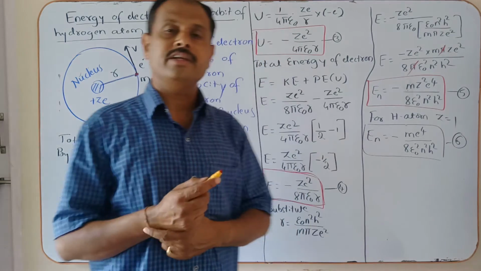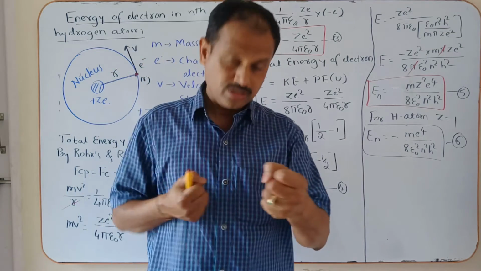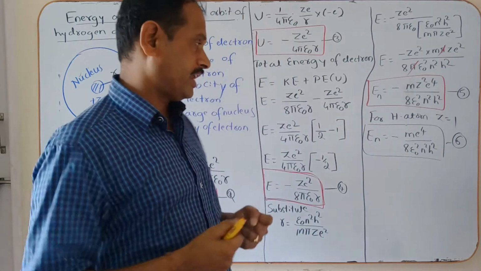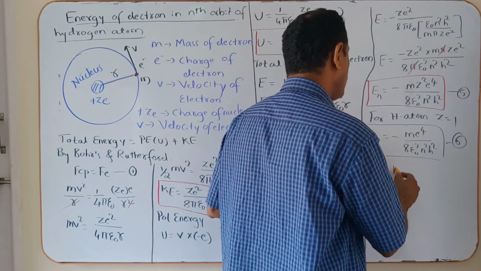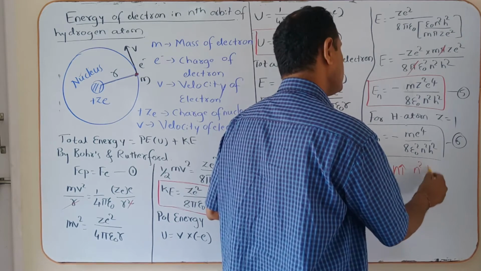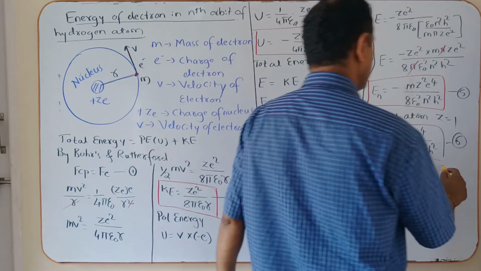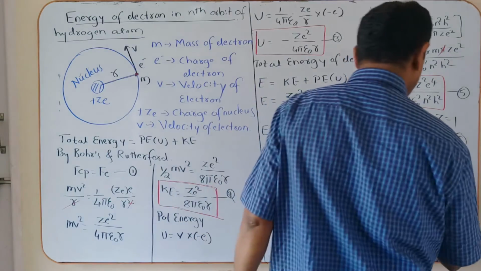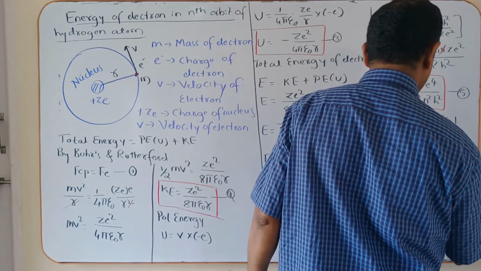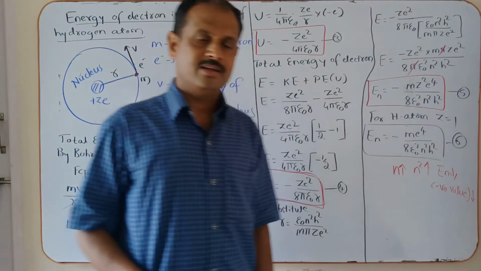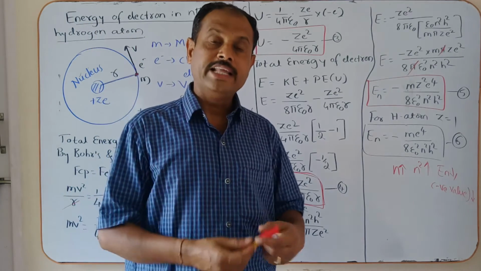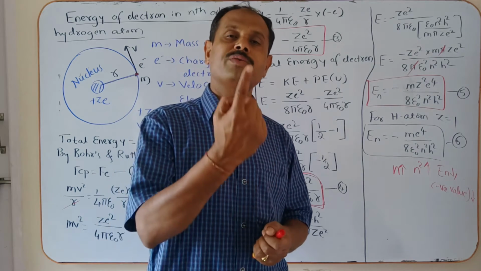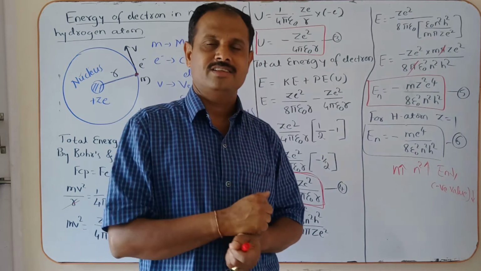Now the negative sign indicates it is due to the attractive force, the energy possessed by the electron due to the force of attraction. Now as n increases, n square also increases. Once n square increases, the negative value decreases. What is the meaning of this? The negative value of the energy of the electron decreases, it means the actual value of the energy of the electron increases.